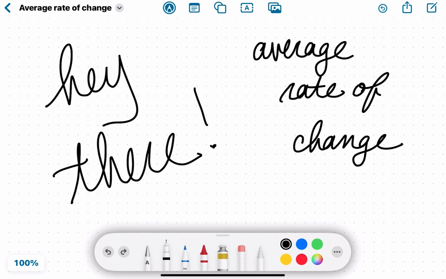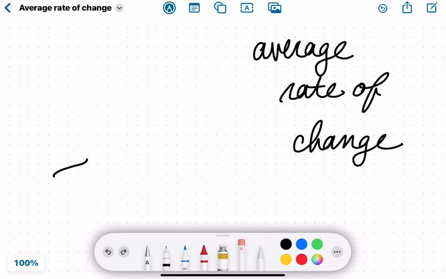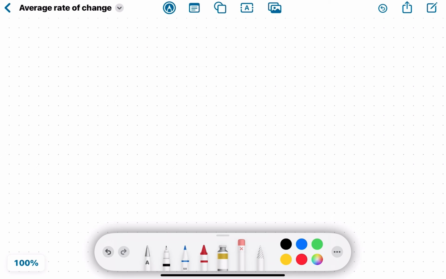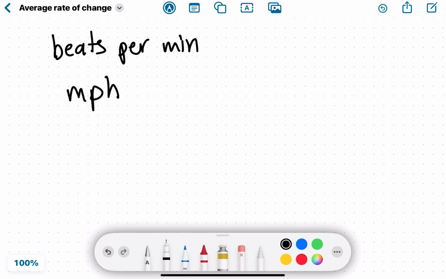In this video, I'm going to go over how to find the average rate of change. Let's get started. So, average rate of change is super useful, especially in equations, but it's also useful in everyday life. Have you heard the expression beats per minute? Or miles per hour? Well, those are average rates of change. So basically, if you want to find the beats per minute or the miles per hour, there's this little magical formula that can give you that rate. So without further ado, here is the formula.